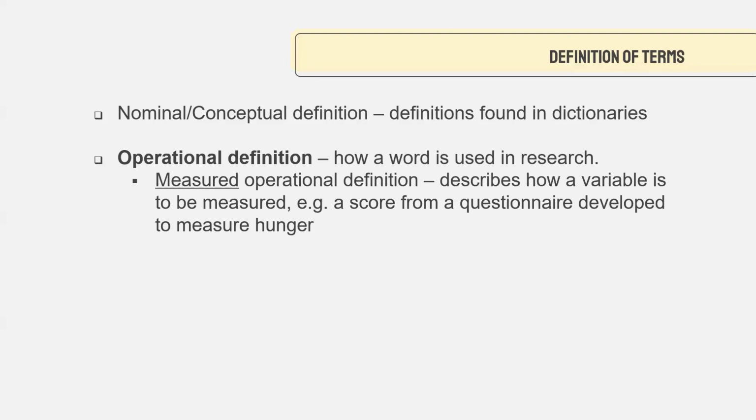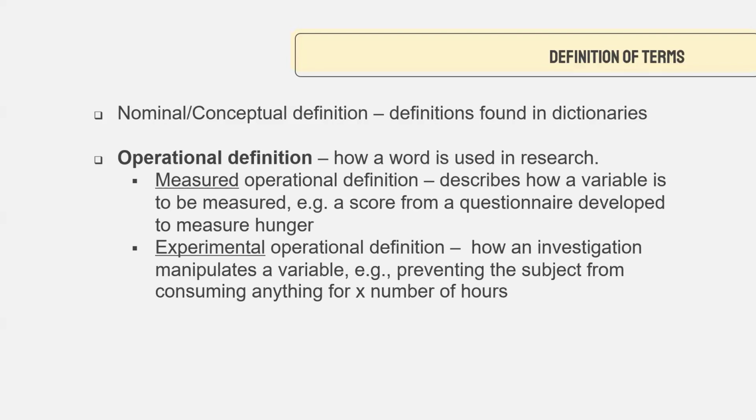For example, when you use the word hunger or a participant was hungry, you use a certain cutoff score from a questionnaire developed to measure hunger. For example, 1 to 10 yung score, and then 5 or more is considered as hungry. So that would be your operational definition for hunger or hungry.